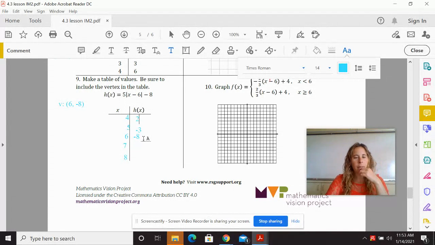The slope is 5. So this is going to have a slope of negative 5, and then we're going to hit the vertex, and it's going to switch. And now we're going to have a slope of positive 5. So negative 3, and then negative 3 plus 5 is 2.